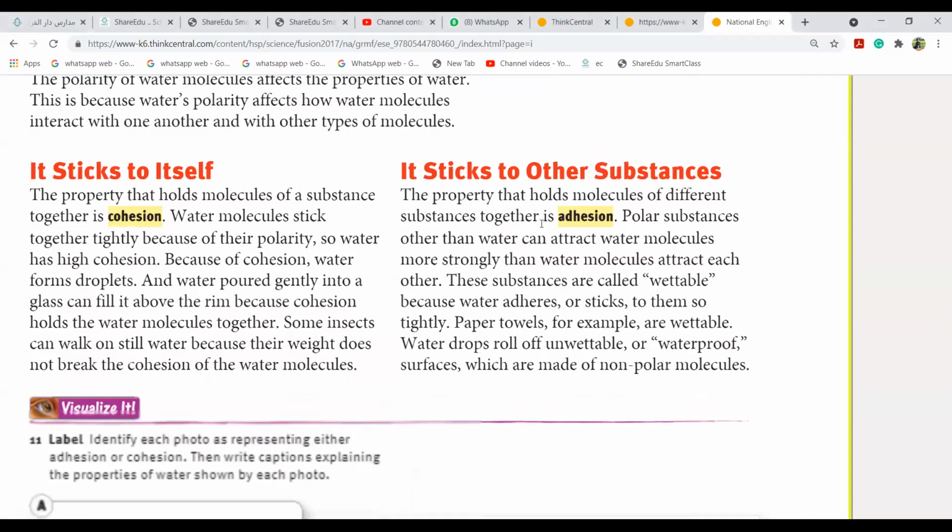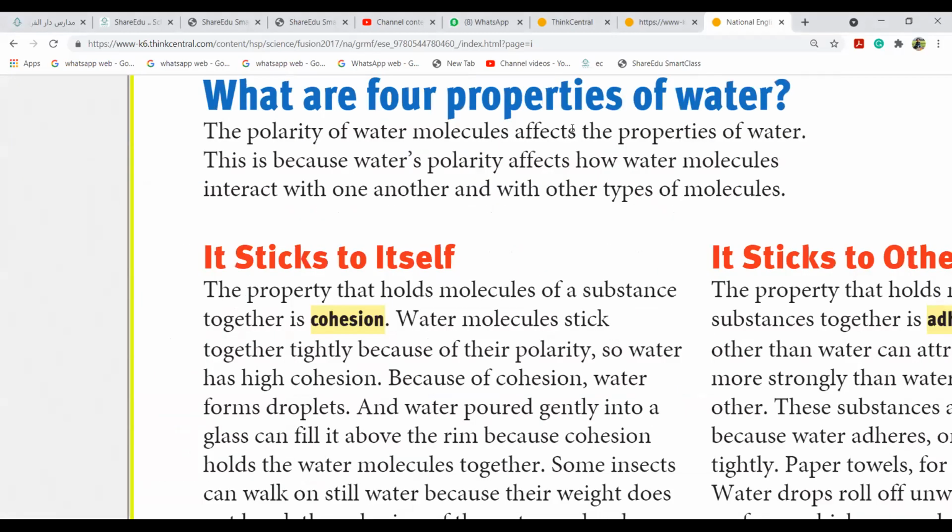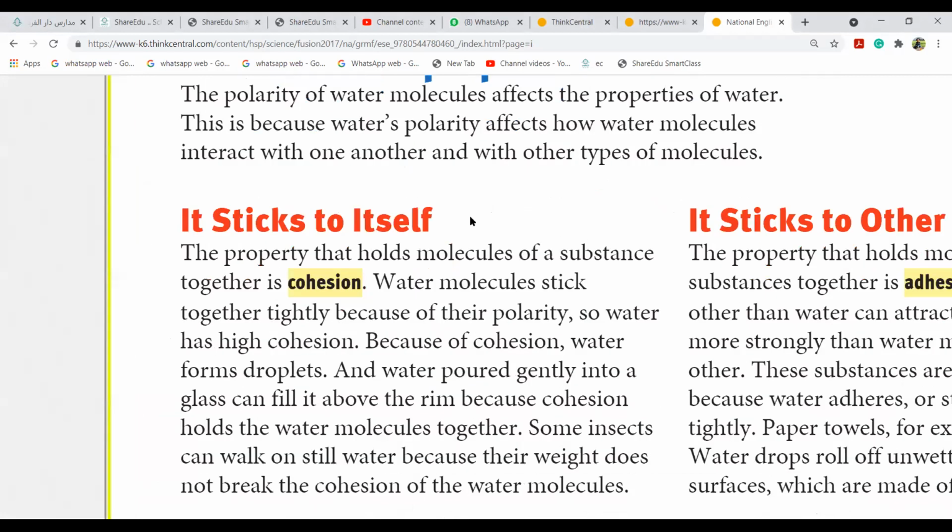Now, what is cohesion? The polarity of the water molecule affects the properties of water. This is because water polarity affects how water molecules interact. Girls, remember the word cohesion: because of this property, the molecules are held together. If there was no cohesion, the molecules would have been away from each other. Did you get that?